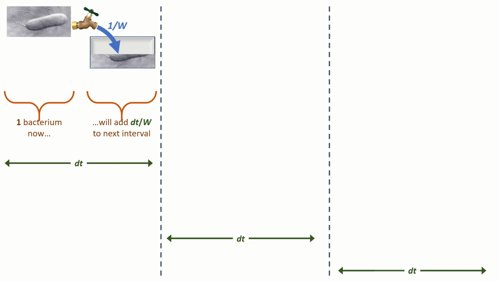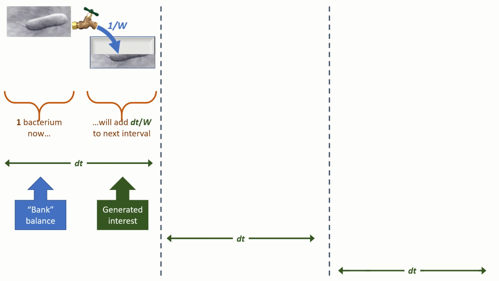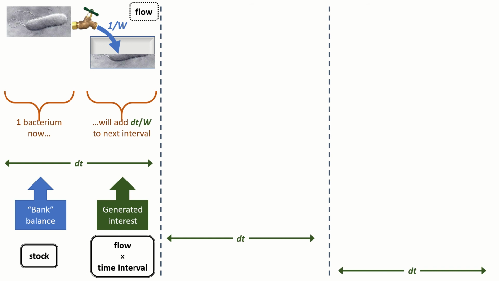So I've now taken the bank example, but now it's the bacteria example. I have a stock of bacteria, and now I have this thing that I'm calling a flow. And that flow is this doubling rate, the reciprocal of this doubling rate per bacteria. And my interest is going to be my flow times my time interval. In my bank account, my time interval was 1. It was 1 year. So this interest rate just looked like 20%. But it was really like 20% times 1 year, but the 1 year was kind of hidden there.